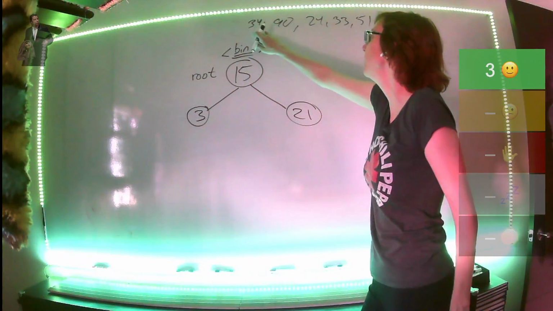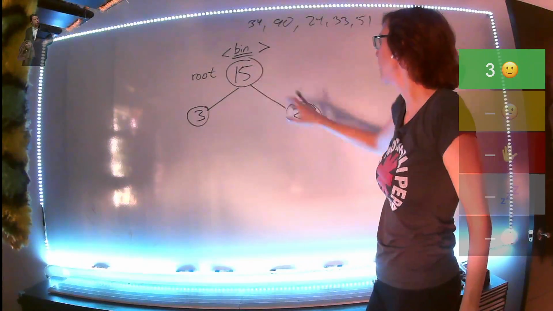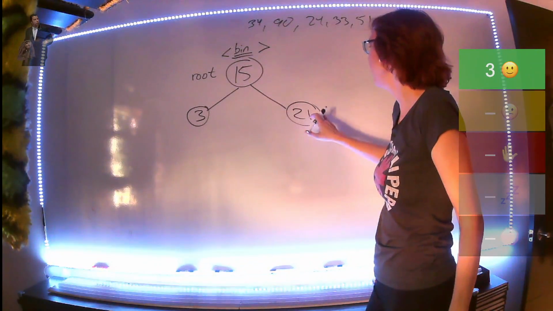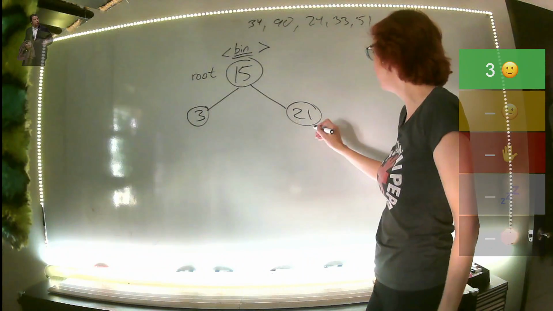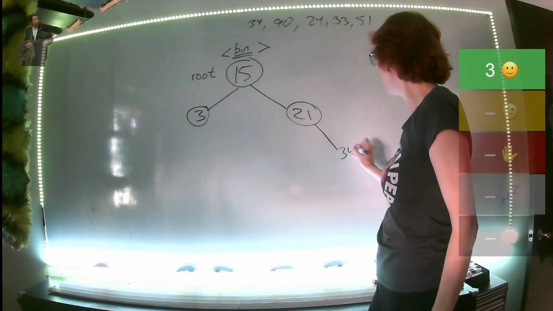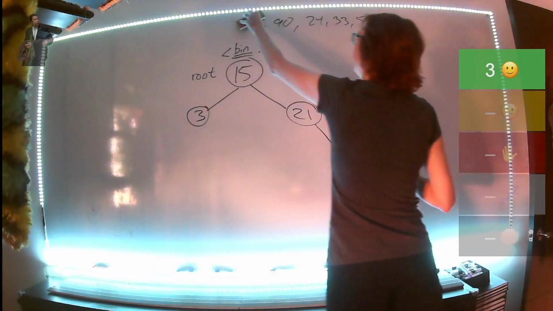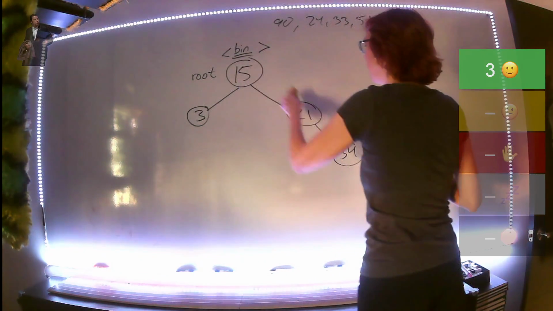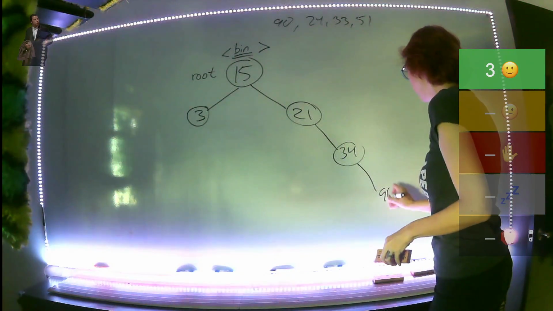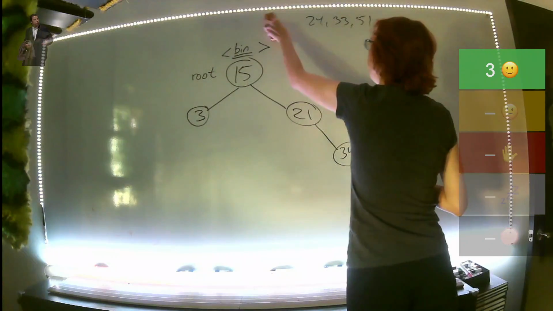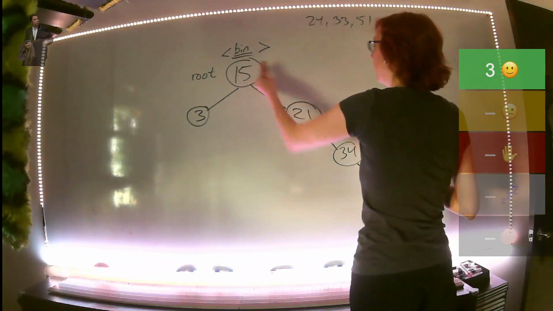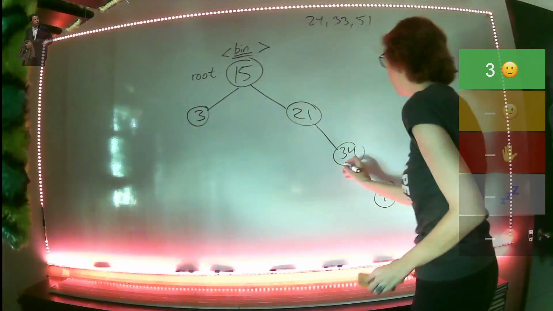In 15, it was sent on this side. And then from 21, it's sent again to the larger ones. So it's going to go here. Then I get a 90. It's bigger, bigger, bigger. It goes all the way down here. Then I get a 24. It's bigger, bigger, but then it's smaller. So it goes over here.